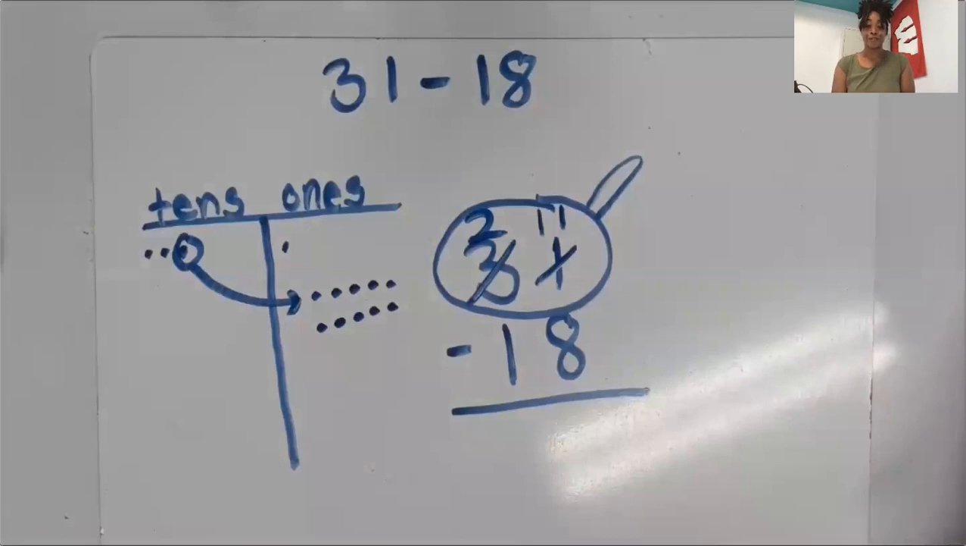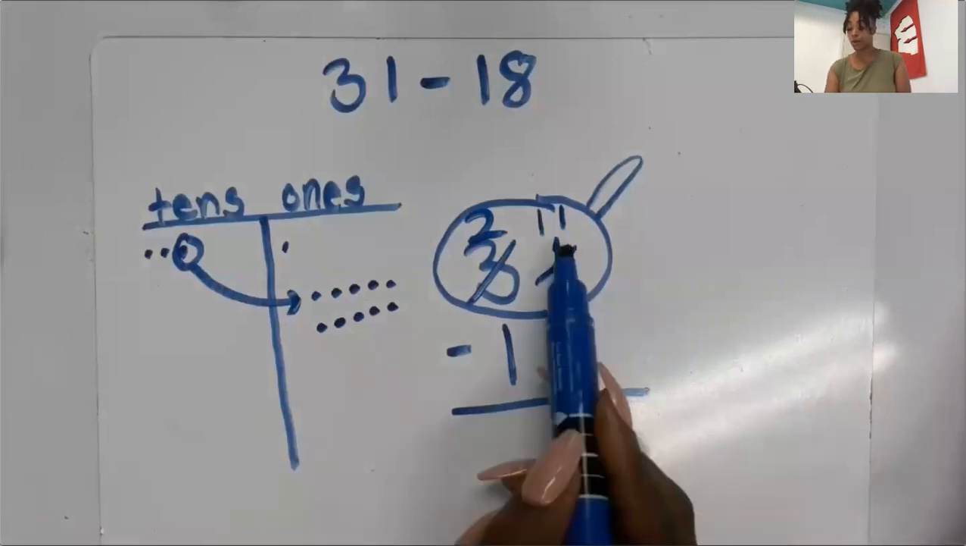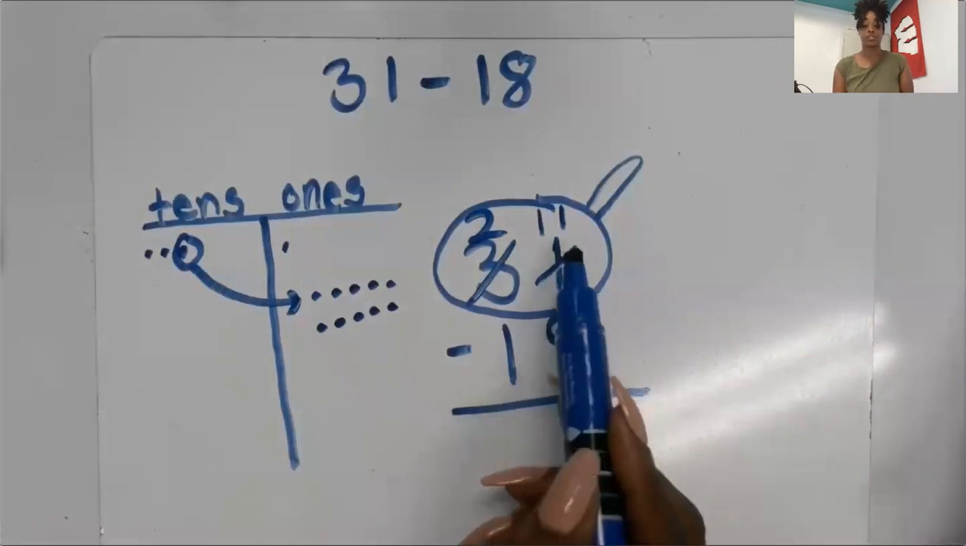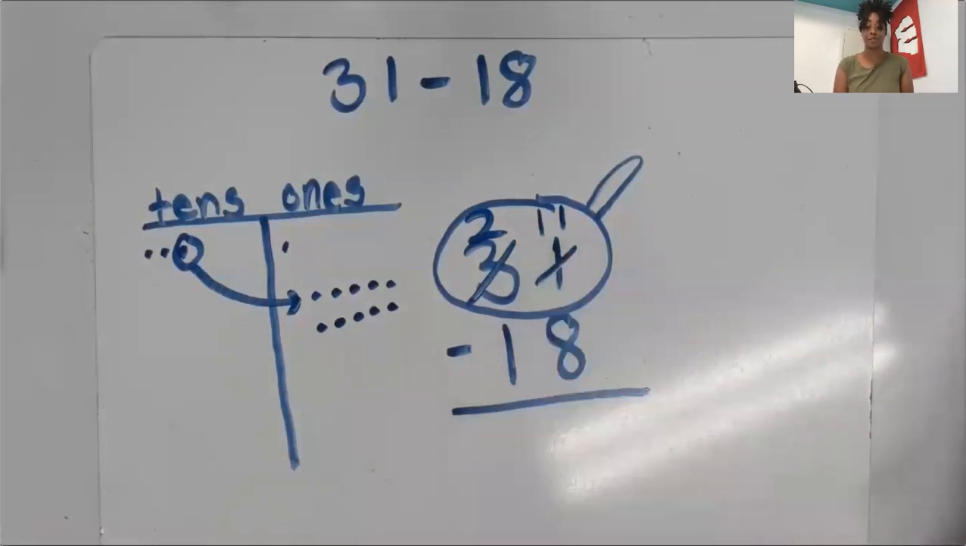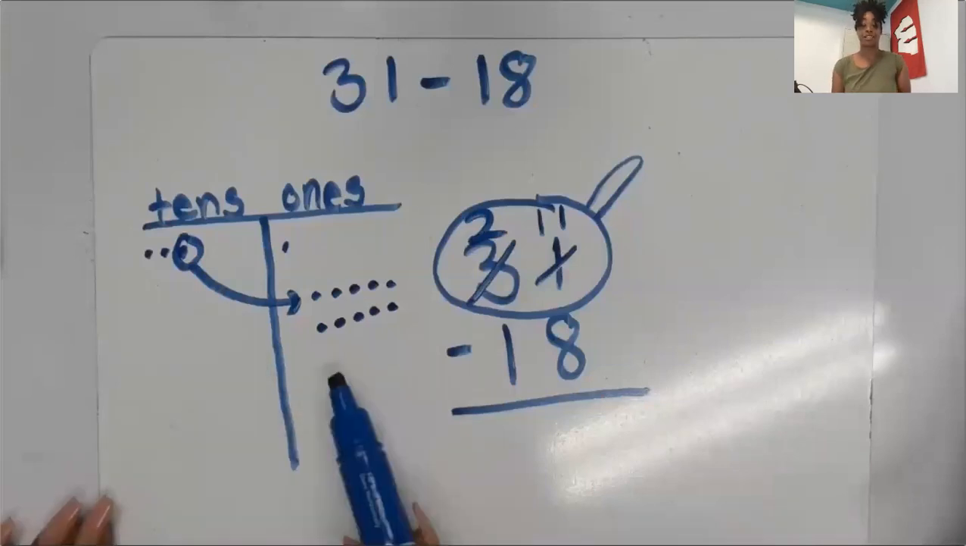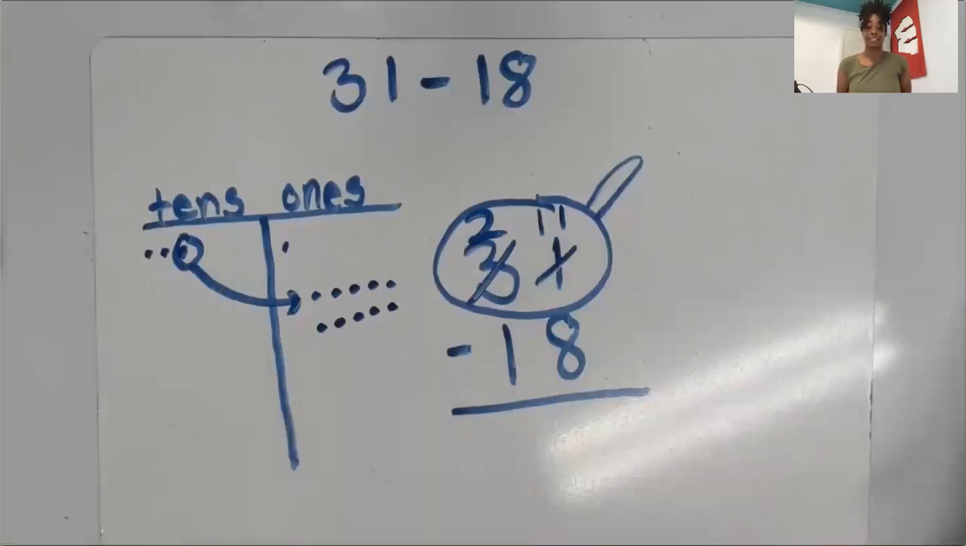Looking at our vertical form, we now see that we have 2 tens and 11 ones. Do you see 2 tens and 11 ones in our chip model? That's right. There are 2 tens and 11 ones in our chip model as well. Can we subtract? We are ready to subtract.